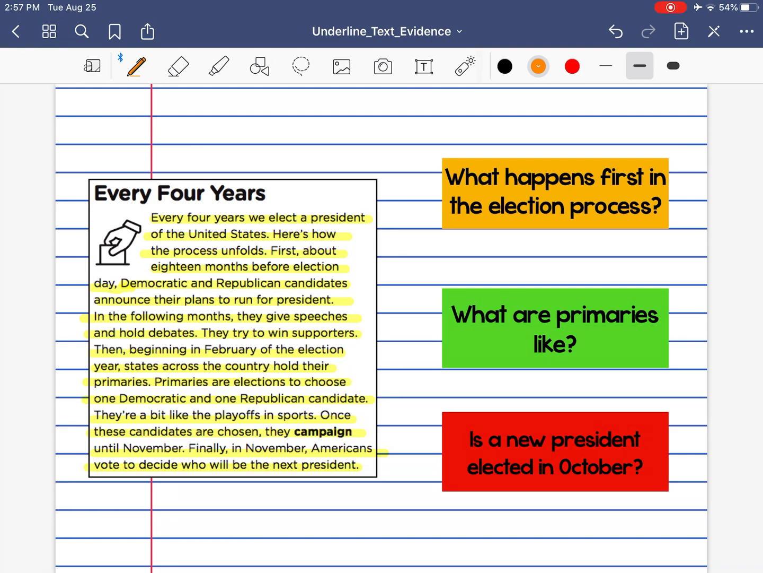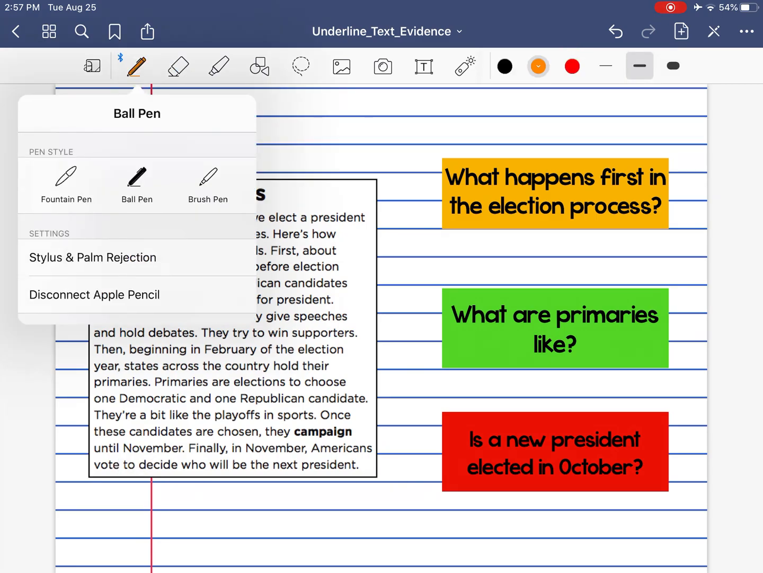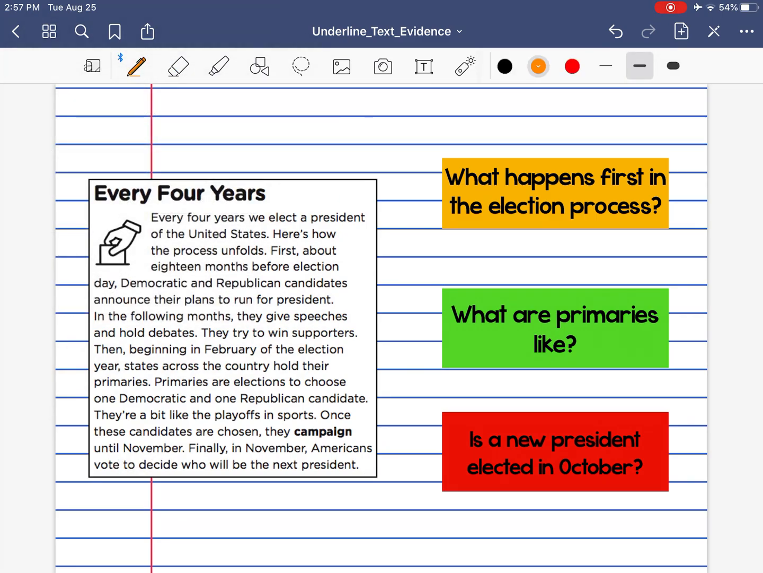So we've got 3 questions here. They're all different colors so that we can underline in different colors. The first one is, what happens first in the election process? So think about your answer to that. Did you find it? Okay, so the first thing that happens in the election process is that Democratic and Republican candidates announce their plans to run for president.